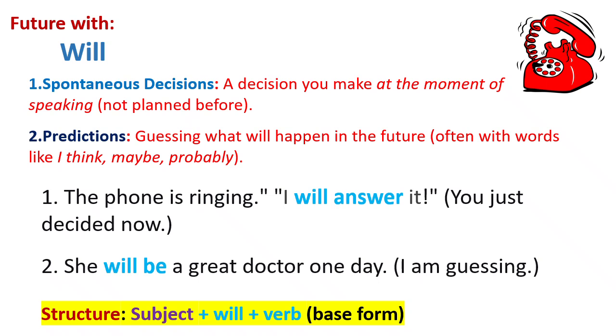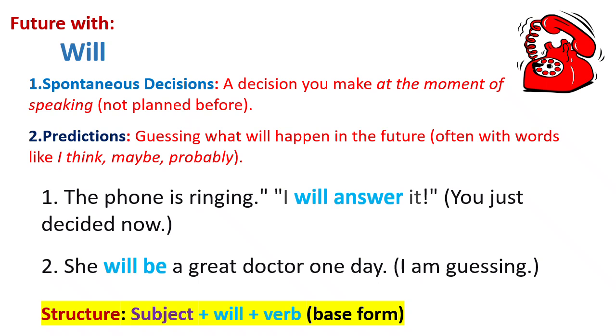Another functionality is that we can use it for predictions, right? But what is the difference? Guessing what will happen in the future, often with words like I think, maybe, probably. But again, the difference is that it is not evidence based, right? In the case of going to, the dark clouds were there, so you were guessing that it is going to rain. But in this case of will, when you are making the prediction, you are talking about the future. It is not evidence based. This is your own idea. For example, number two example, she will be a great doctor one day, right? I'm guessing, this is my guess, but it is not evidence based, right? So she will be a great doctor one day.